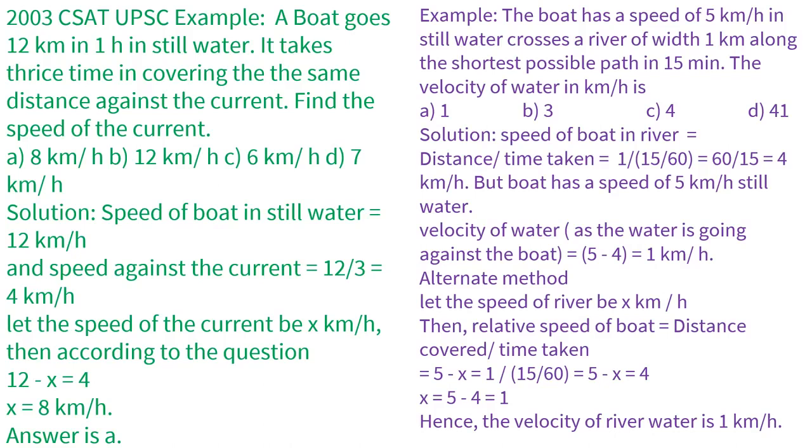Let the speed of the current be x km per hour. So according to the question it will be 12 minus x is equal to 4, so x is 8 km per hour. According to the formula which has been given in the previous slides, just do it.